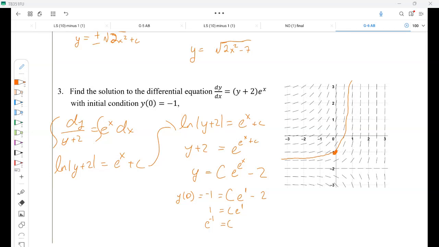So after some fun discussion, we came up with this as our final answer. y equals e to the -1 times e to the x minus 2, which could also be written as e to the x minus 1 minus 2.